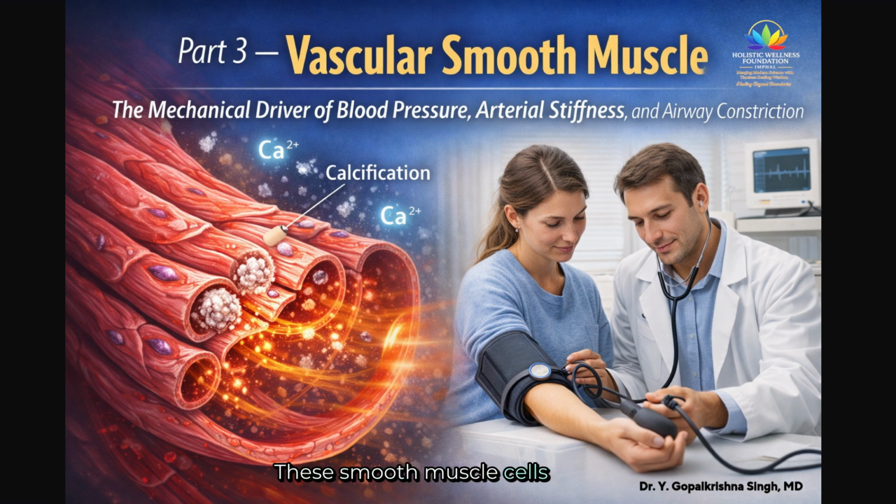These smooth muscle cells sit beneath the endothelium and form a circular ring around blood vessels. When they contract, vessels narrow. When they relax, vessels widen. This determines vascular resistance, which directly determines blood pressure.